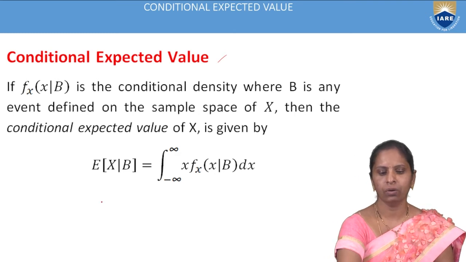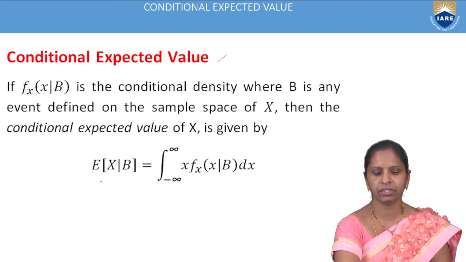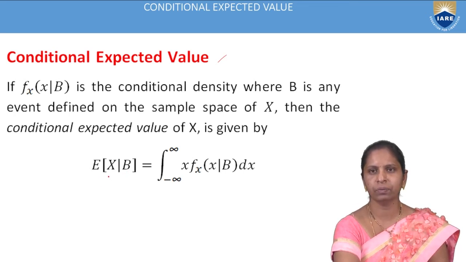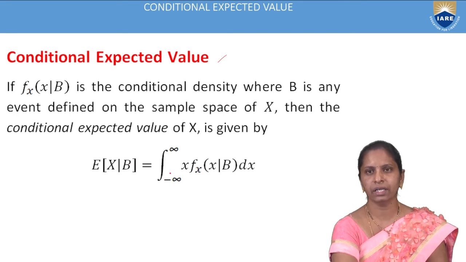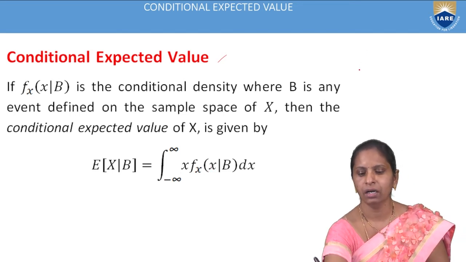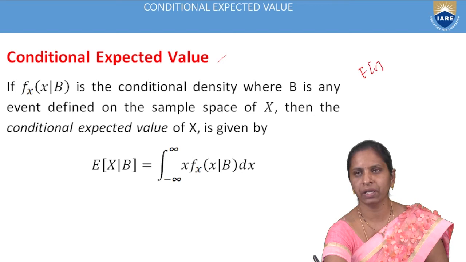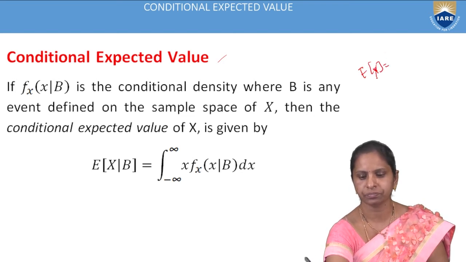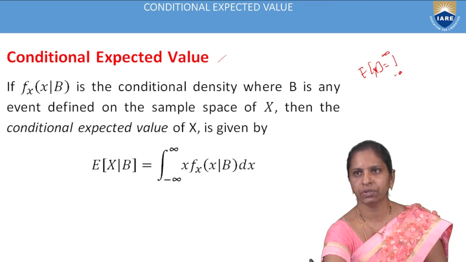Now, what is the conditional expectation of a random variable x, and what is the given condition? The condition is nothing but b. Then E of x given b equals integration from minus infinity to infinity x into f x of x given b dx. Already we have seen the expected value of a random variable x. If x is continuous, then what is the formula? Integration from minus infinity to infinity x into f x of x dx.